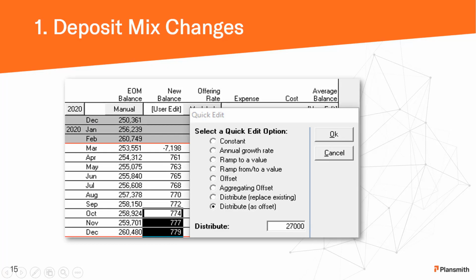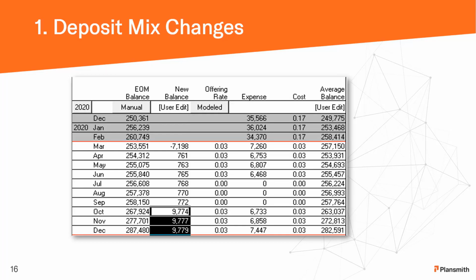I now take that $27 million and add those balances to my savings account forecast for the same months. Here we see the new forecast for savings with the addition of the $27 million.